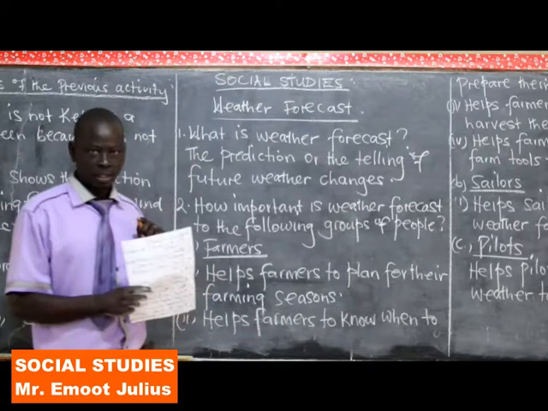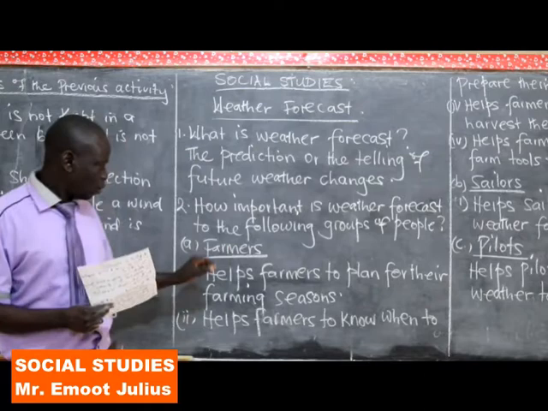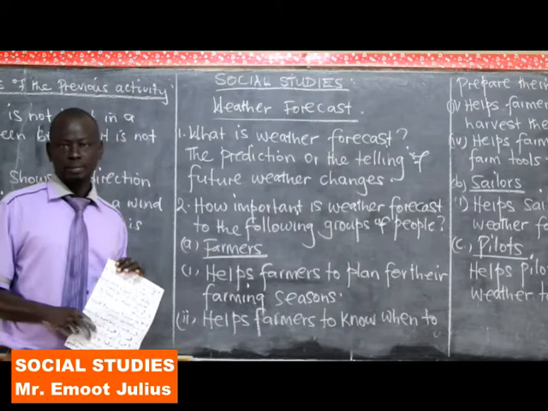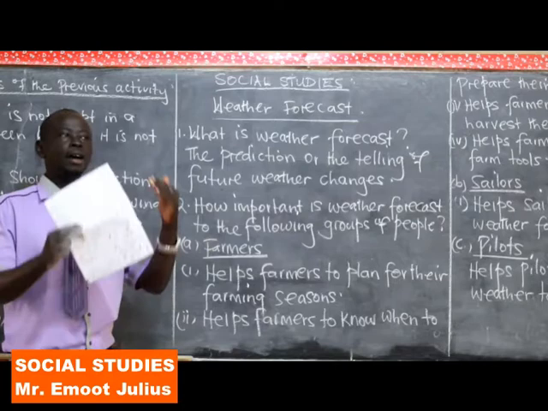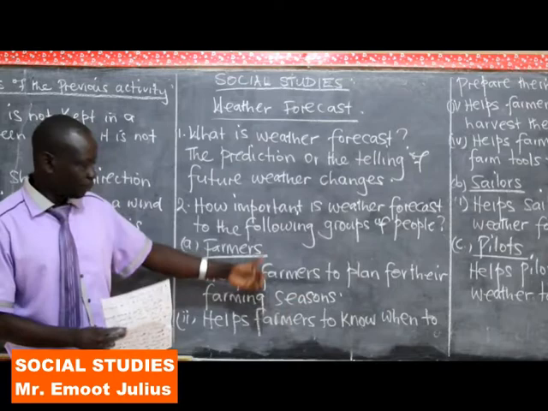Now, how is this important to us? How is weather forecast important, for instance, to farmers? Because the farmers need this to know. One, it helps farmers to plan for their farming seasons. For instance, if it is the month of March, and according to the weather forecast given, March will be a rain month, a farmer is able to start preparing and plant his or her seeds.